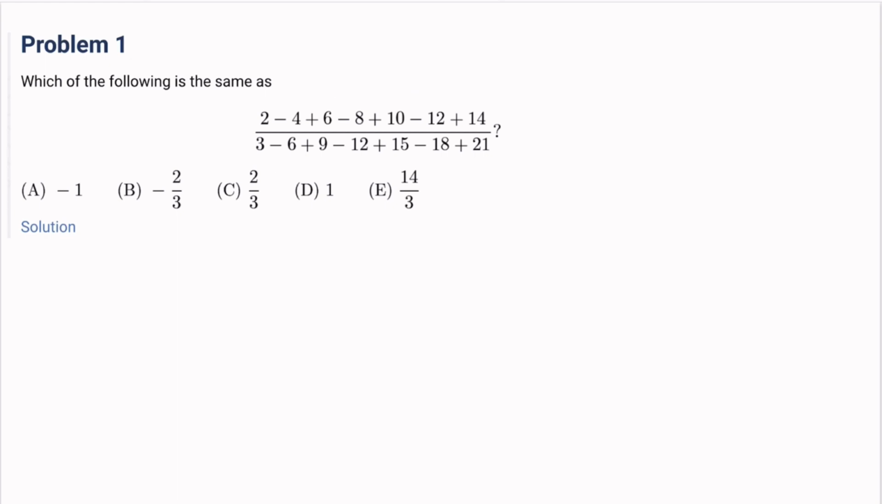First problem, which of the following is the same as this? If we look at the signs here, they're all the same, and if you look at the numbers themselves, the upper number is always 2 over 3 of the second number, so the ratio is always 2 to 3, 2 to 3, 2 to 3, up until here also. So this whole thing is just 2 over 3, so the answer is C.